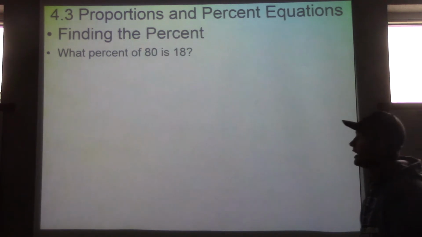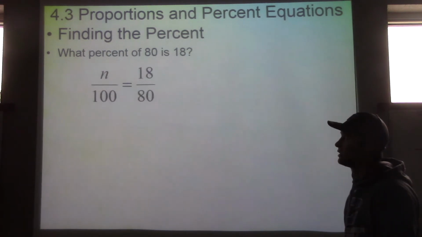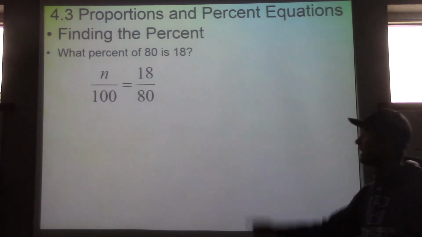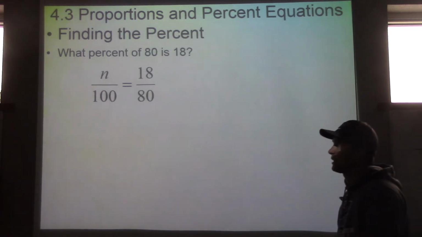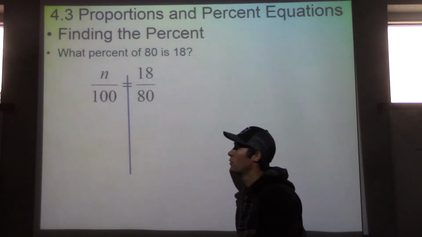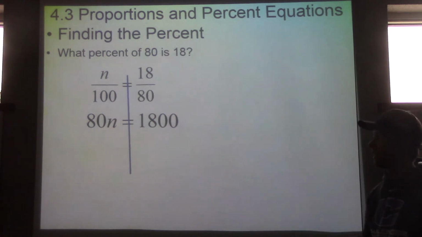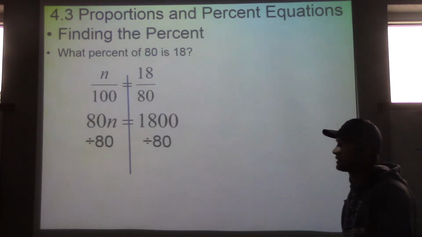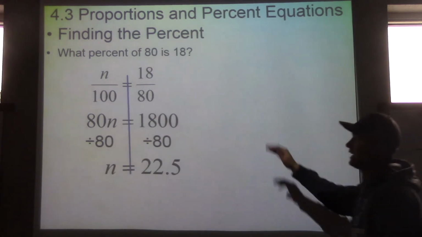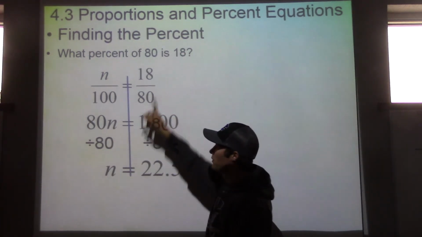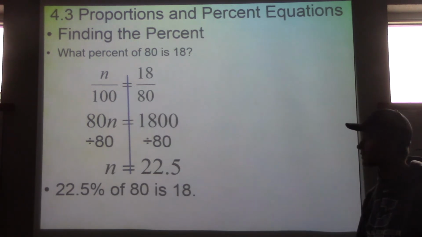So what percent of 80 is 18? Again, what percent? We don't know, so we go x over 100 is equal to, is 18, of is 80. Now we cross multiply. n times 80 is 80n. 100 times 18 is 1,800. Now to get rid of 80, divide by 80. So n is equal to 22.5. So what percent of 80 is 18? 18 out of 80 would be 22.5%. So we want to fill that in, understanding what we're trying to solve.